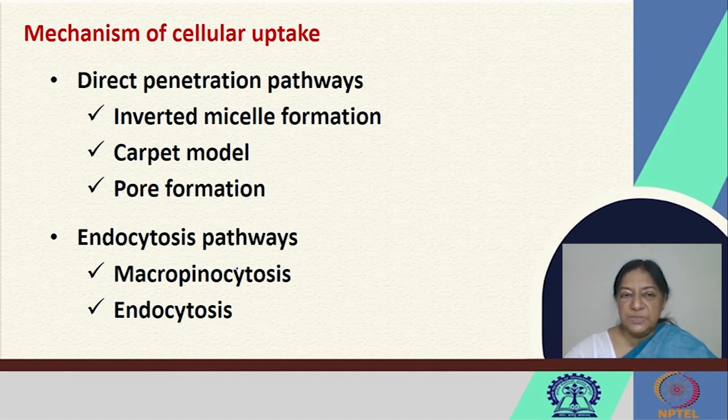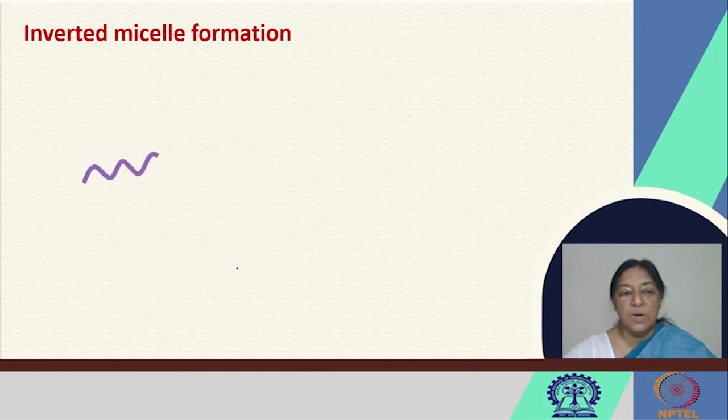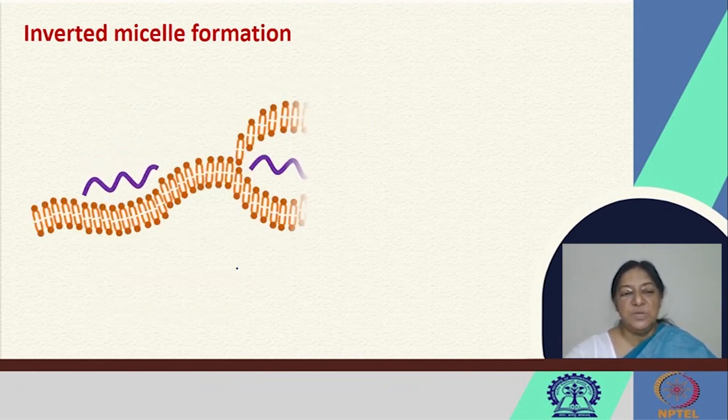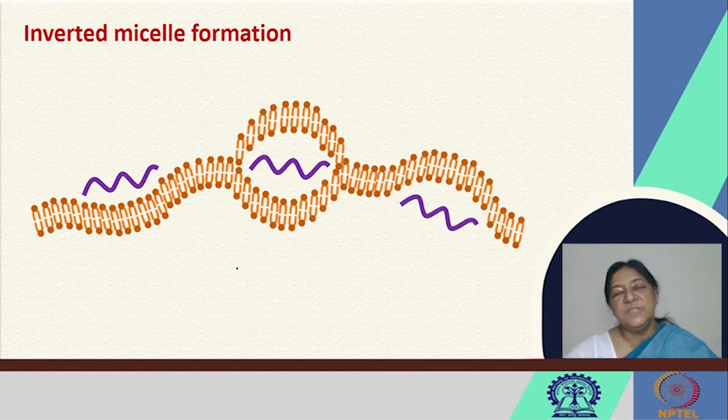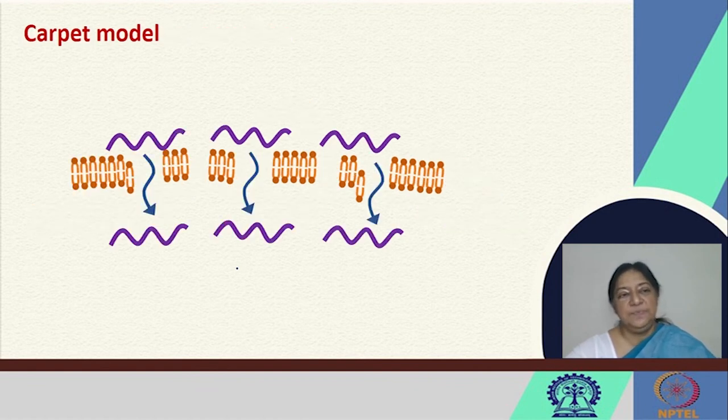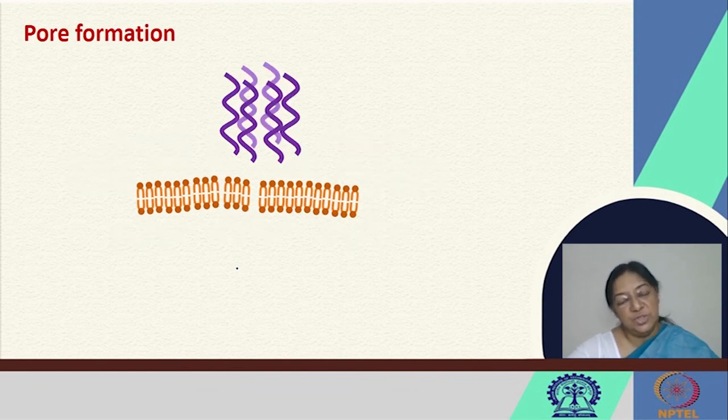There is direct penetration or endocytosis pathways. We will just look at them from a point of view of understanding how they work. So in an inverted micelle formation, what happens is there is the encapsulation of this peptide, so to speak, that then transfers it from the outer part of the membrane inside the cell. In a carpet model, there are coverages of the lipid bilayer that have a movement that allow the transport.